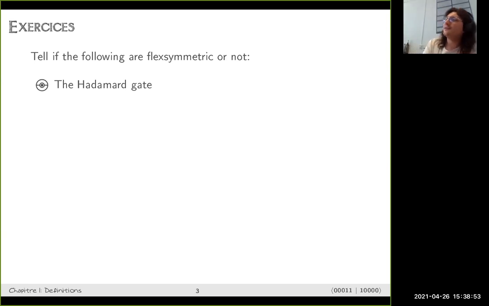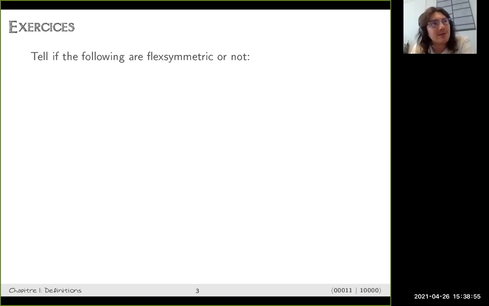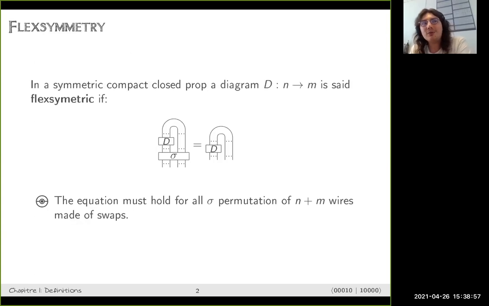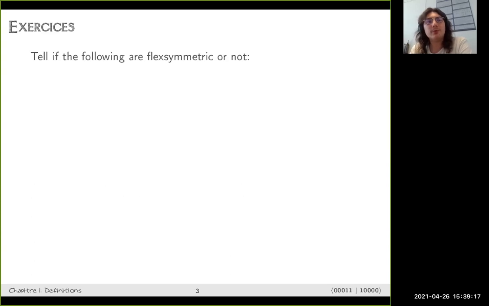Yes, for qubits. I said for qubits, Hadamard gate. In fact, yes, because if you look at the equation, you are only on two wires, so you have only two permutations available, and the only non-trivial one is the swap. In this situation, being flexsymmetric is exactly being self-transpose. Being flexsymmetric for a one-to-one generator is exactly the same as being self-transpose for the compact structure, and for qubits, for matrices, it is equivalent to having a symmetric matrix. So for the Hadamard gate, it's okay.